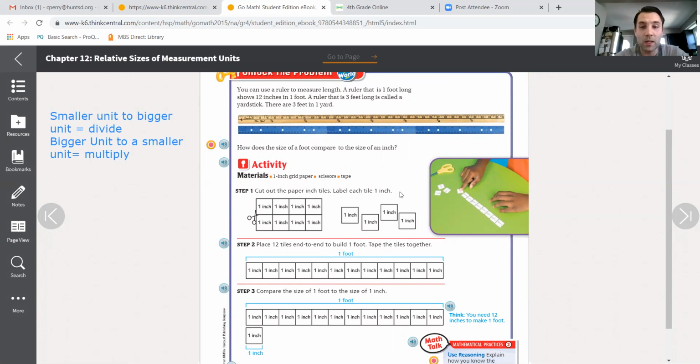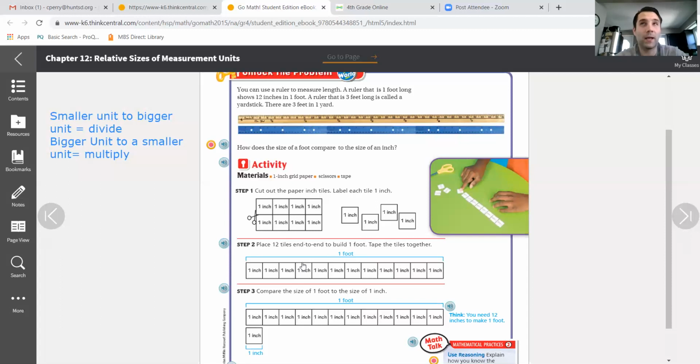Okay, so let's use our ruler, handy dandy ruler, and cut out 12 inches. So we're going to have 12 blocks of inches, and we're going to put them in line with our imaginary ruler. So we're looking at step 2. We need to place those 12 tiles end to end to build 1 foot, and we can tape the tiles together. So 1, 2, 3, 4, 5, 6, 7, 8, 9, 10, 11, 12. Okay. All right. So in other words, we need 12 inches to make 1 foot.